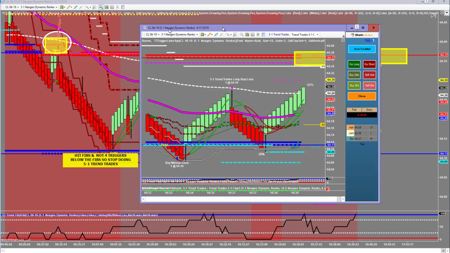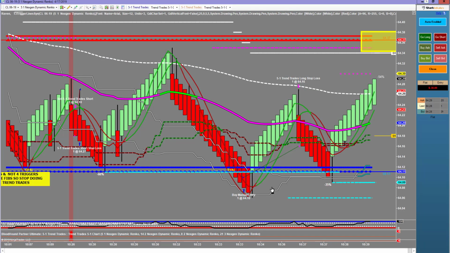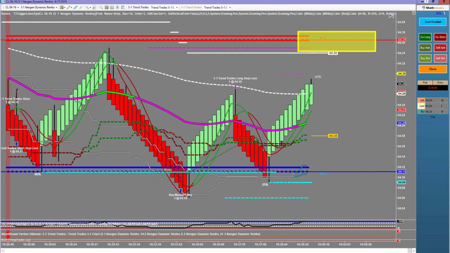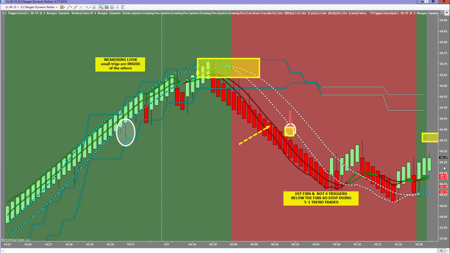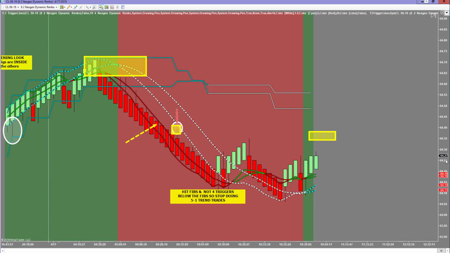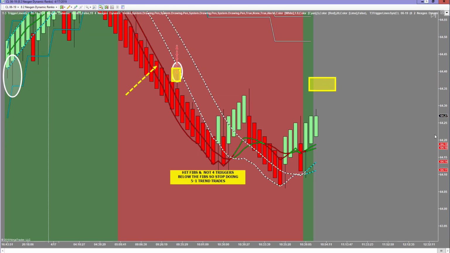So, look at the trigger line configuration from the 8-2 chart. Well, let me try to do it this way. Trying to give you guys the best lesson here. Look at the trigger line configuration just on the 8-2 chart. Forget about anything else, okay?